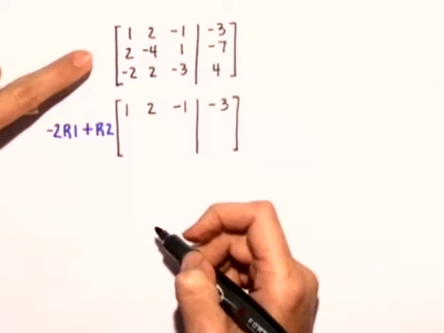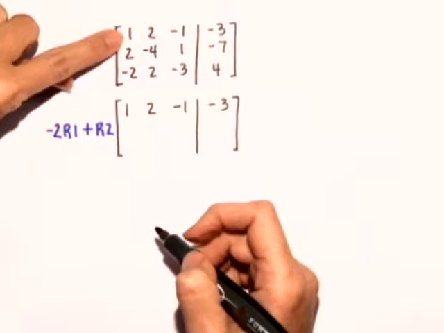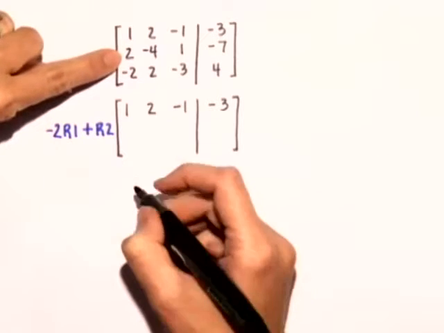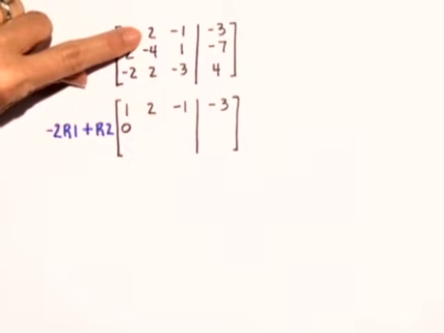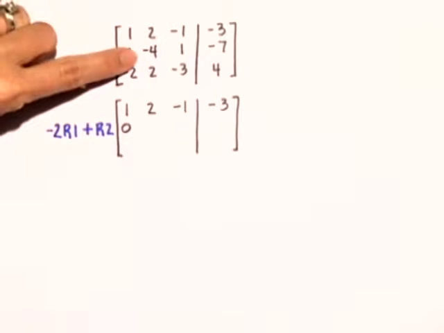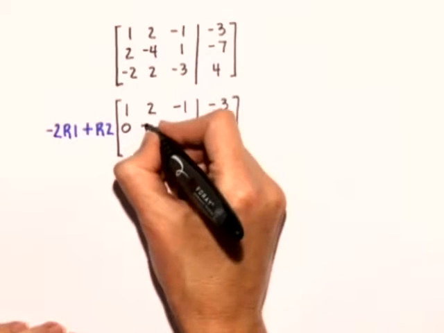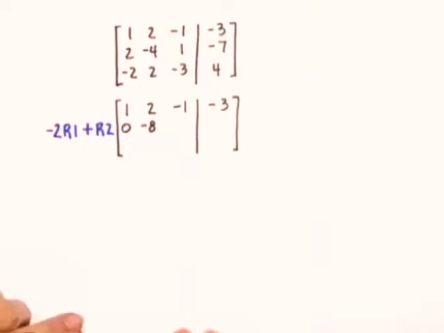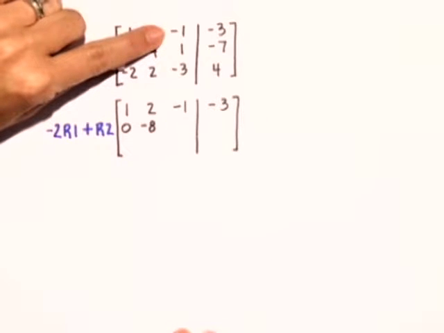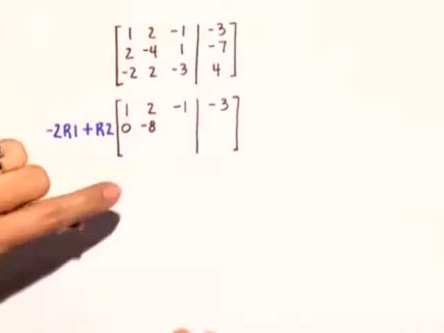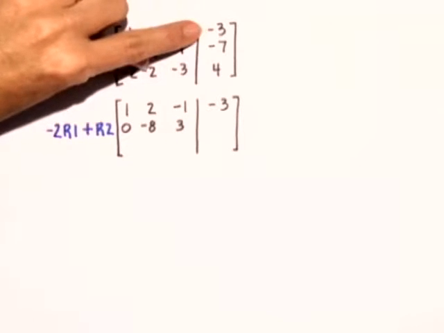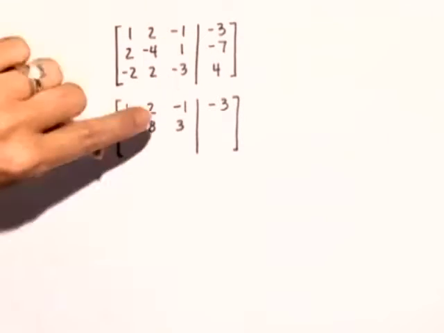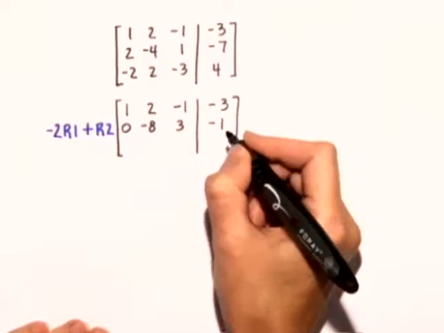So here we go. Negative 2 times 1 is negative 2, plus 2 gives me 0. Negative 2 times 2 is negative 4, plus negative 4 gives me negative 8. Negative 2 times negative 1 is positive 2, plus 1 gives me 3. Negative 2 times negative 3 gives me positive 6, plus negative 7 gives me negative 1.